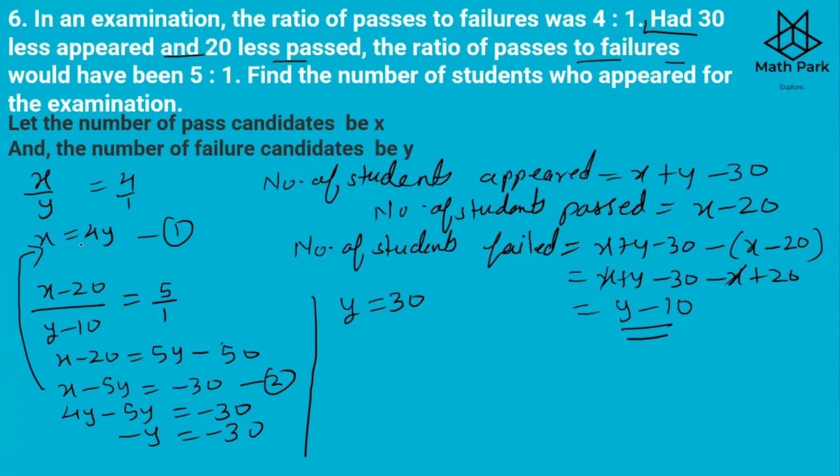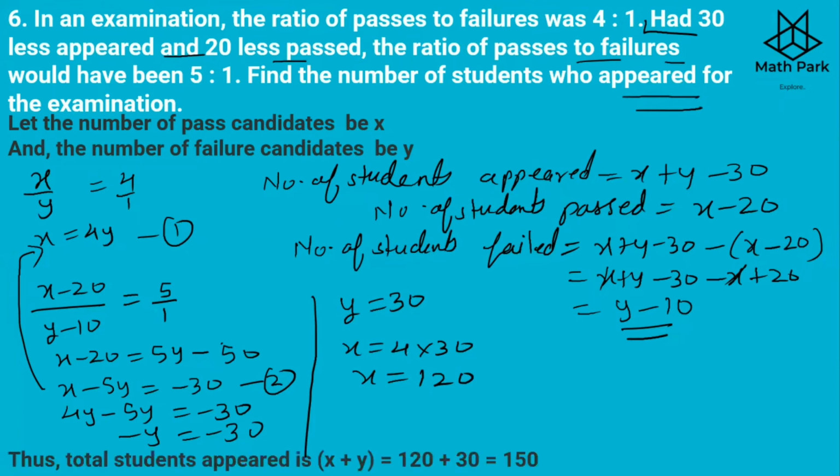Put it in equation 1 again. Substituting in 1, we get X is equal to 4 times 30, so X is equal to 120. So the number of students who appeared are X plus Y, which is 120 plus 30, that is 150.